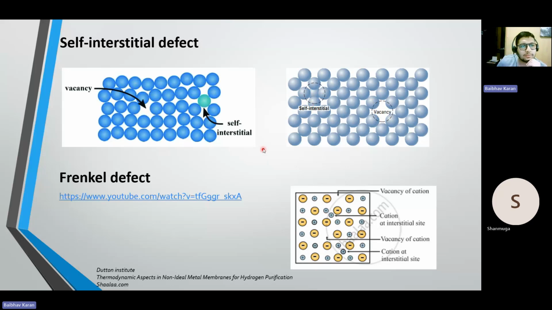So before, I talked about atoms, small atoms in holes, how they are present. But let's see what happens in case of ionic solids. We have a video regarding Frenkel defects. Let's see what is happening.